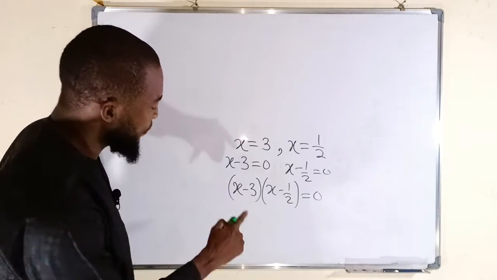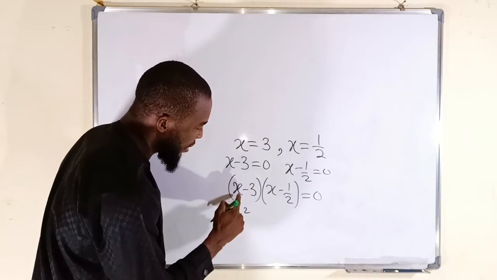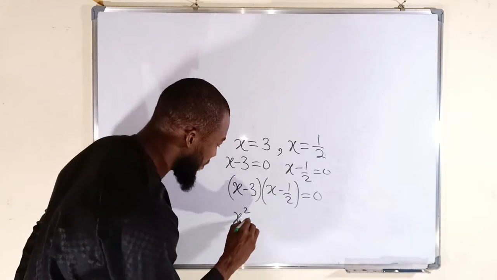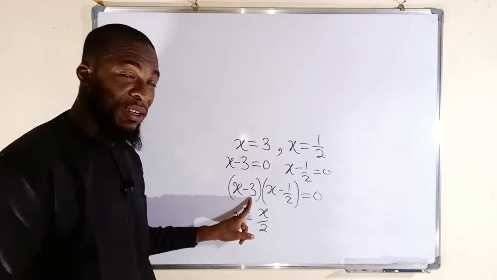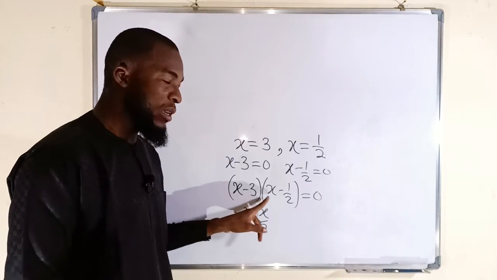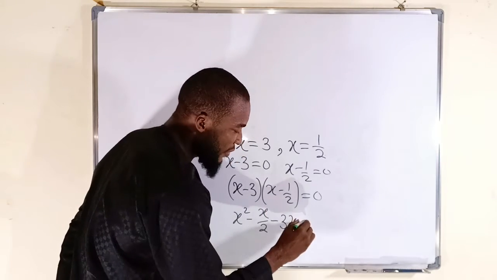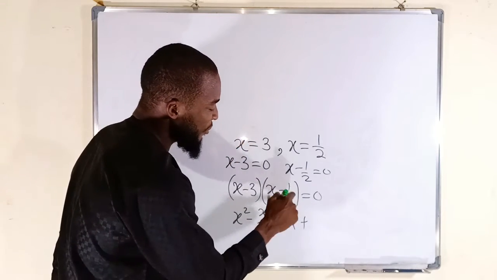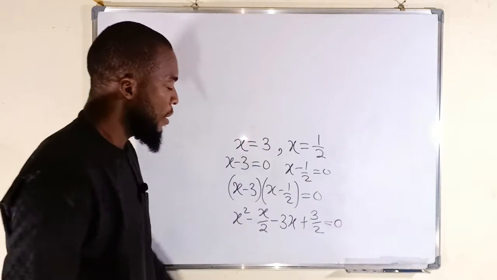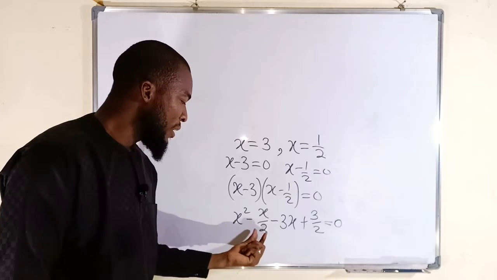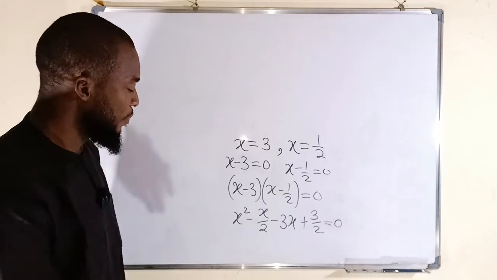You distribute. x times x will give us x squared. x times -1/2 is the same thing as -x divided by 2. Then you come to the second one. -3 times x is -3x. Negative times negative is positive. 3 times 1/2 is 3 divided by 2. The whole of this equal to 0. But we don't want these fractions. The LCM is 2. Therefore, you should multiply every single term by that 2.